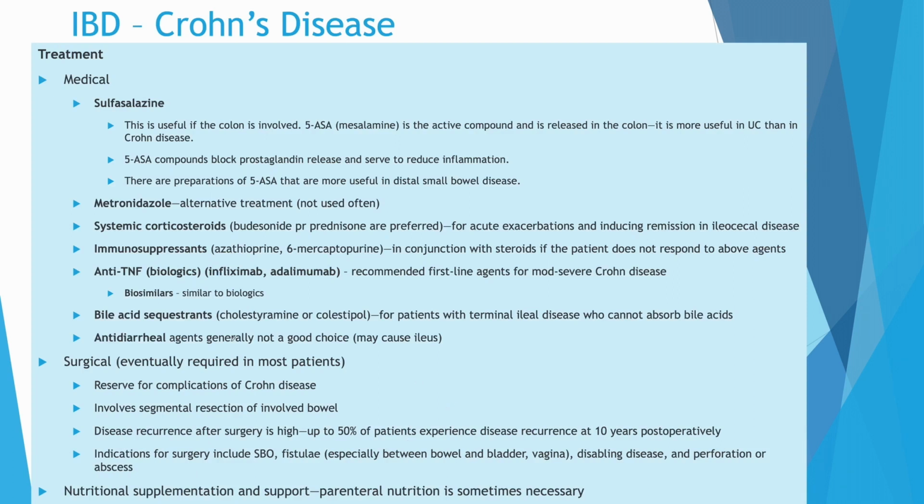So let's go through the different types of medications that we use. I know you'll probably cover these more in depth in Pharm. Then once we're familiar with the different medications, we'll talk more about the step-by-step approach to using them. So there is a medication called sulfasalazine, a group of medications, or a 5-ASA. These are very useful if the colon is involved. Remember we said in most cases of Crohn's disease, it typically involves the small bowel, not the colon. So it's not as commonly used in Crohn's disease as it is in ulcerative colitis, but it can be used.